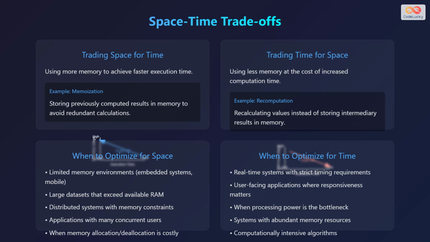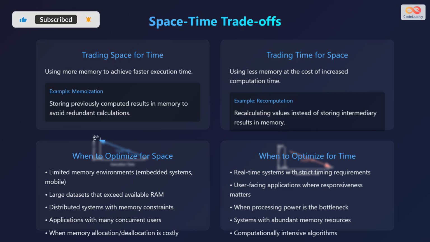When should we optimize for space? We should optimize for space when we have limited memory environments, such as embedded systems or mobile devices, large datasets that exceed available RAM, distributed systems with memory constraints, applications with many concurrent users, or when memory allocation or deallocation is costly.